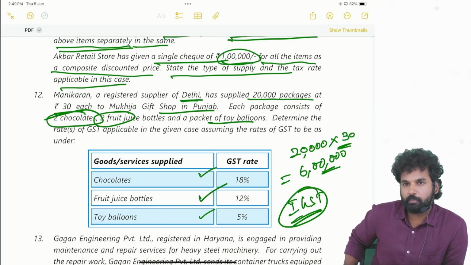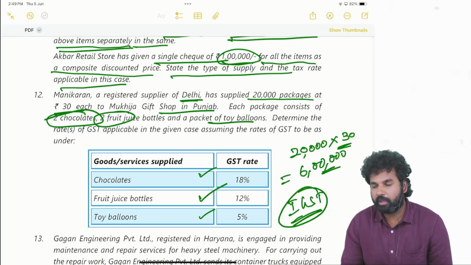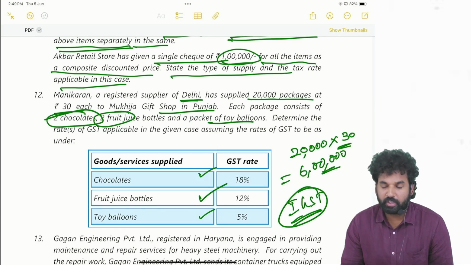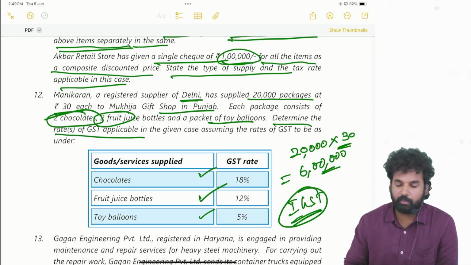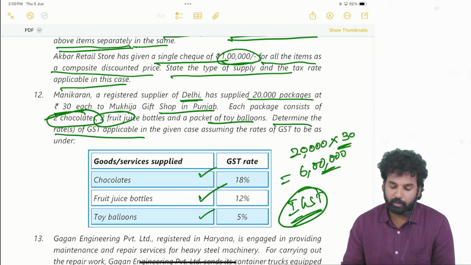Naturally bundled? Not naturally bundled. Hence, not a composite supply. That's why we need to check whether it is a mixed supply. So it is a mixed supply. How can you say? It is not naturally bundled, we have eliminated composite supply. Now it is a mixed supply because a single price is charged for all the 3 items. So determine the rate of GST applicable. Which rate? 18% rate will be applicable.